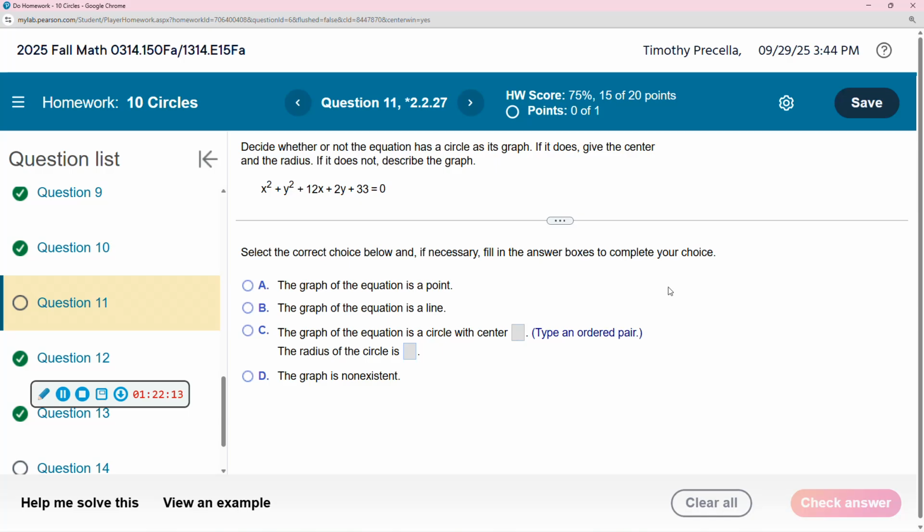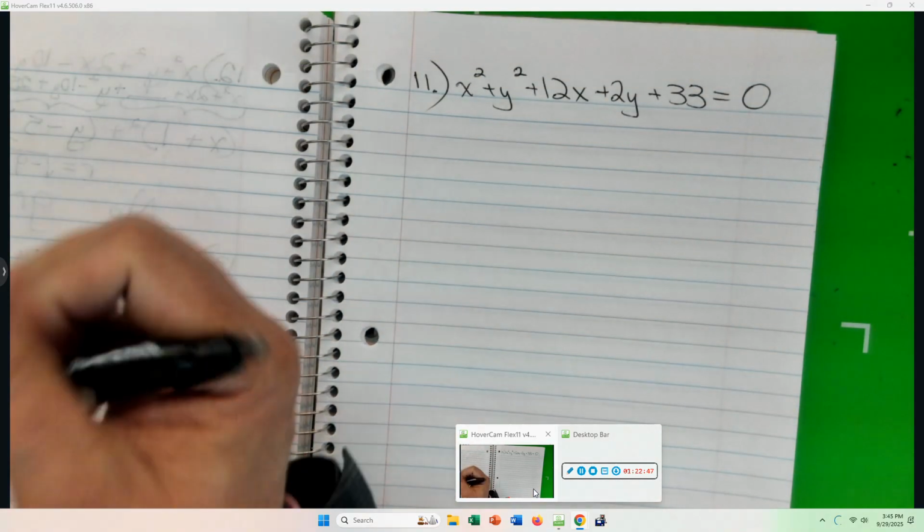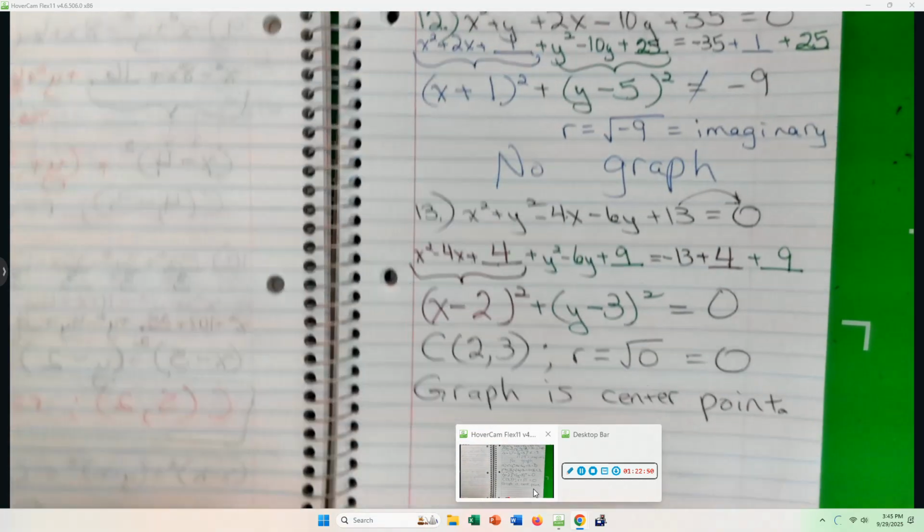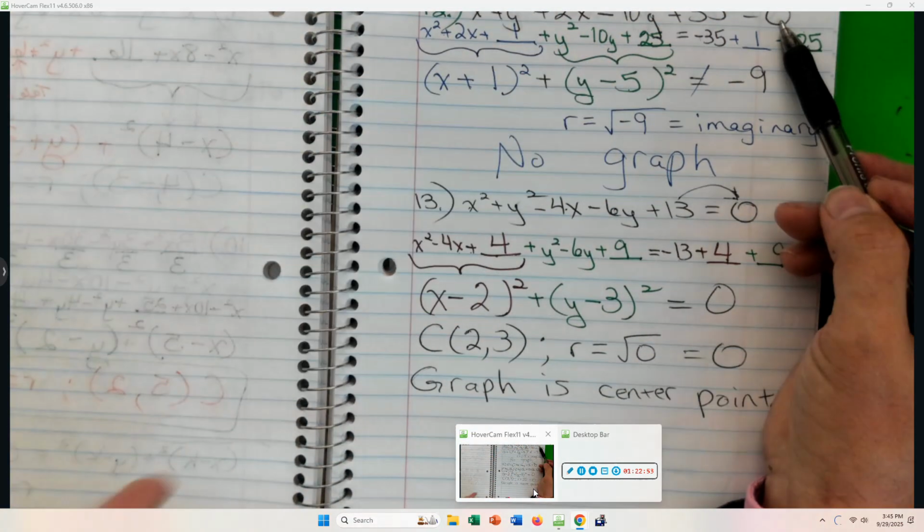X squared. So if you see 0 on the right-hand side, just when you look at the problem, do you know it's going to be a point? No, because only if it's in center-radius form are you going to move the 33 over and stuff. So at this point, you can't decide anything just looking at it. You've got to have it written with the parentheses, or once you've completed the square. You have to complete the square. You can't say, oh, that's a 0, so it's just a point. No, that's only true if it's in center-radius form. That one had the 0, but it was no graph.